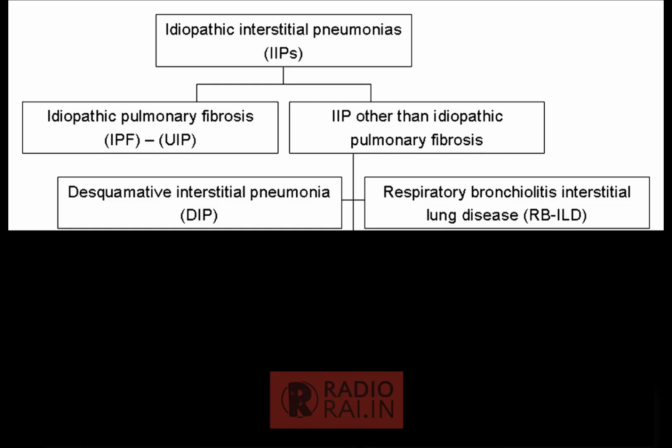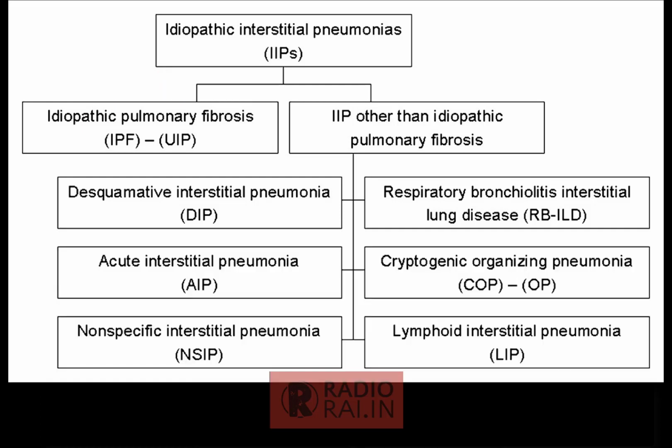Once we exclude this, why do we have to exclude this? Because this doesn't respond to corticosteroid therapy and it has high mortality. So that's why we need to exclude this first, and then we go to the other diagnoses like DIP, RBILD, AIP, NSIP and LIP.